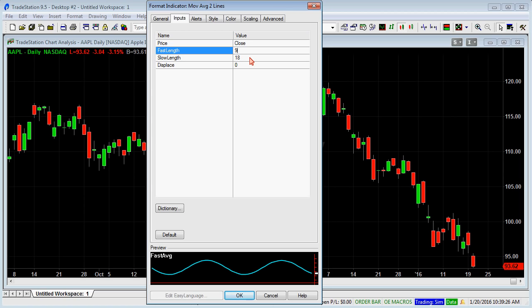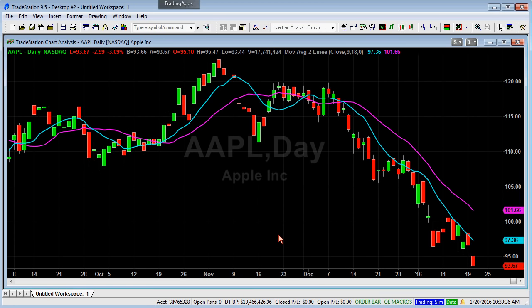This is a fast length of 9 periods and a slow length of 18 periods. On a daily chart, it is a 9-day moving average against an 18-day moving average. Let's click OK. Those are the 2 lines on my screen. They're working together. If we're looking at this as a strategy that we can trade, what we're looking for is the crossovers of those 2 moving averages.